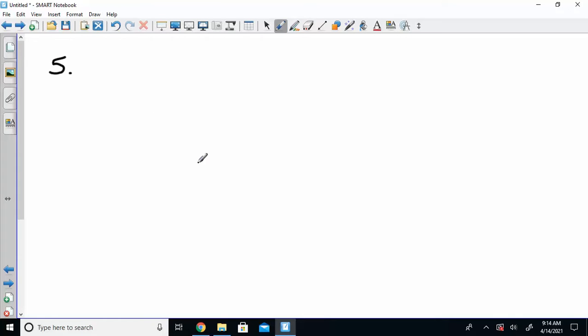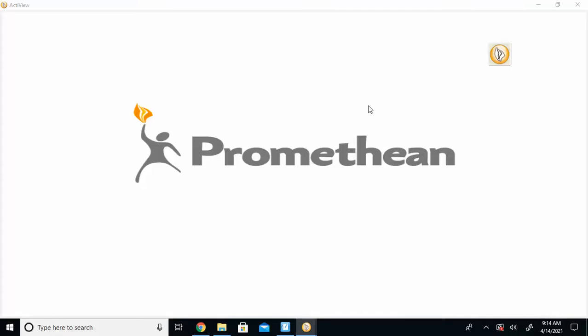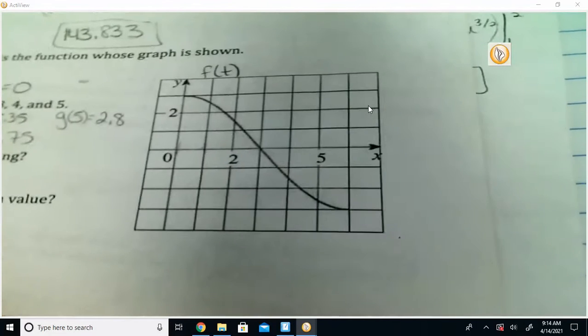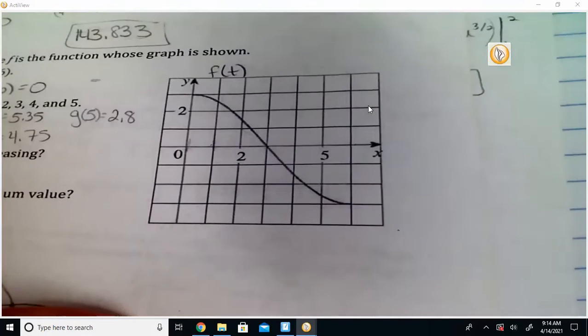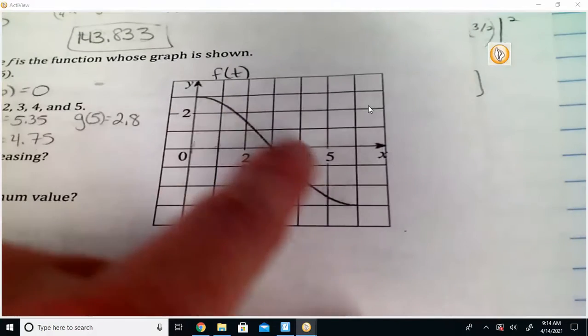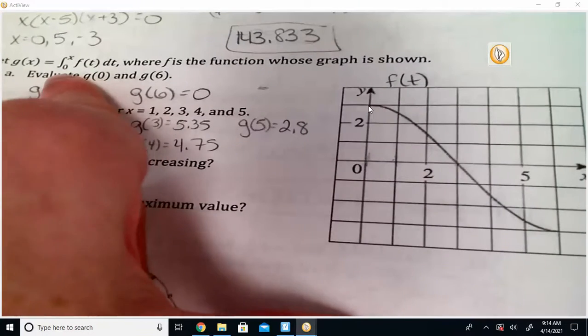Number 5. So we are looking at the graph here. I'm going to put this up here so I can point at it and talk about it at the same time. Okay. So part A. G of 0 and G of 6. G is the antiderivative of this. So this is F, and it told us that G is the antiderivative.